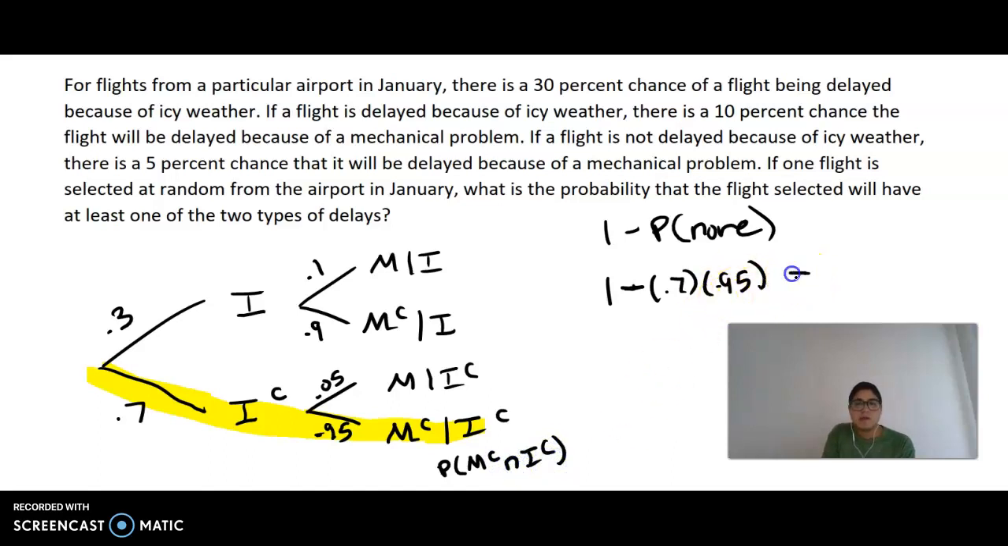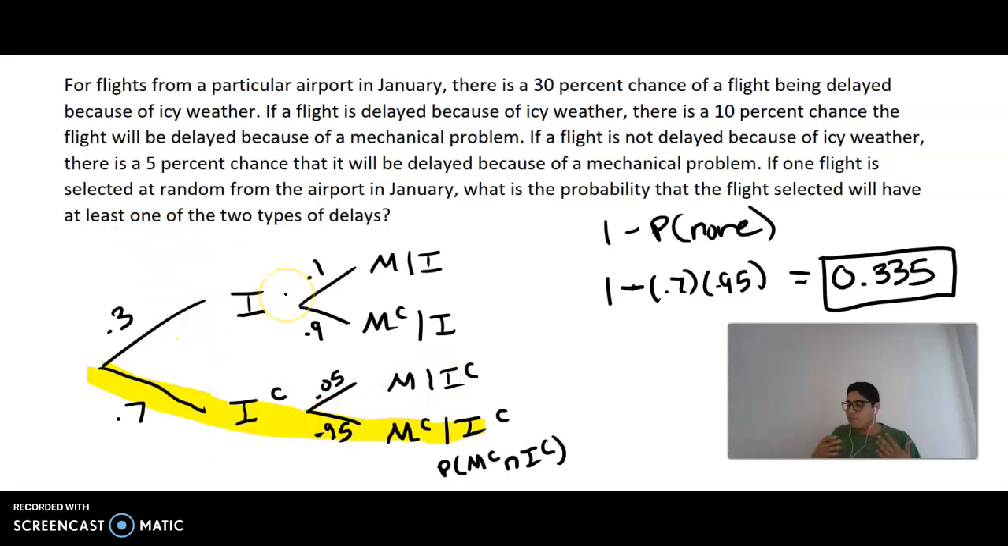And so that is this probability here. So that's going to come out to about 0.335 that we're going to have at least one delay. So you could have multiplied along all the pathways and then added up pathway 1, pathway 2, and pathway 3. Or you could have just used the at least rule and taken out the probability of getting both delays. Because we just want, or sorry, of getting no delays.